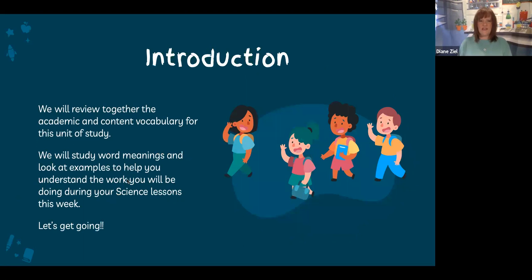We will review together the academic and content vocabulary for this unit of study. We will study word meanings and look at examples to help you understand the work you will be doing during your science lessons this week and throughout this unit of study. So let's get going.